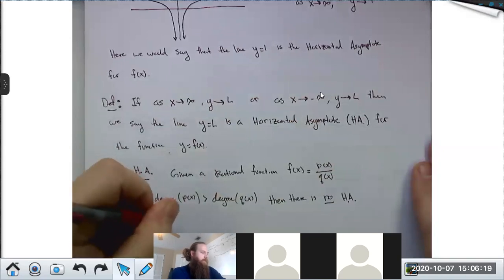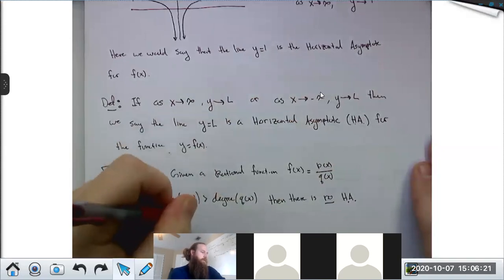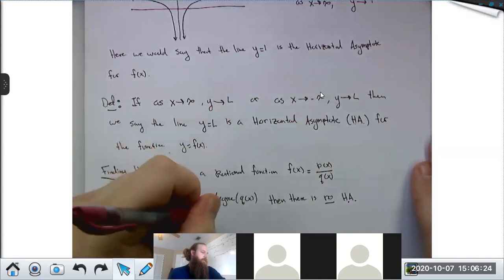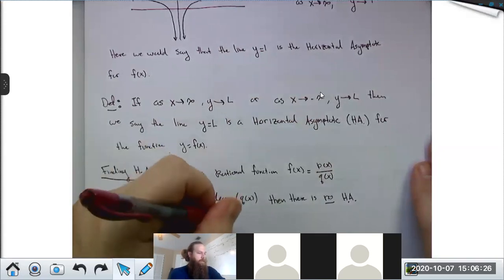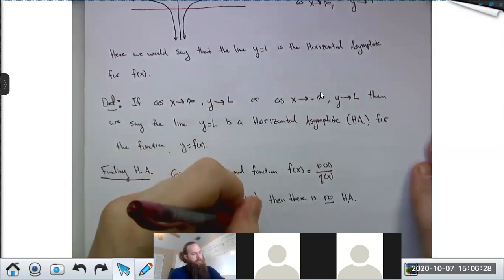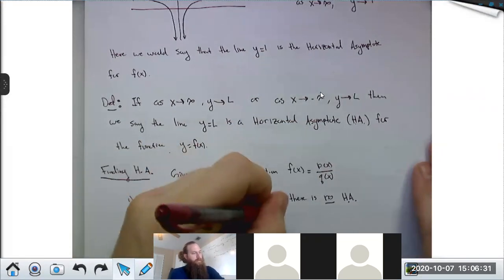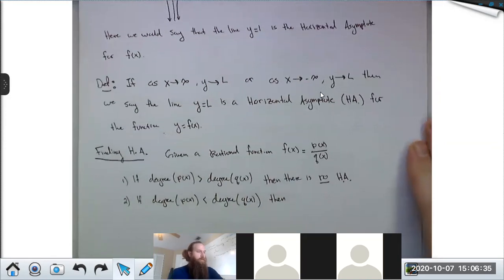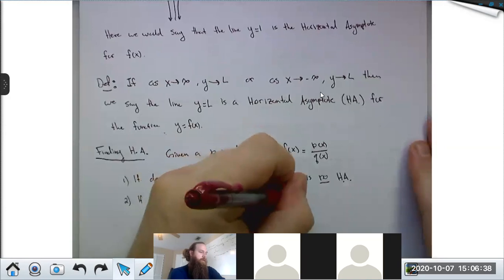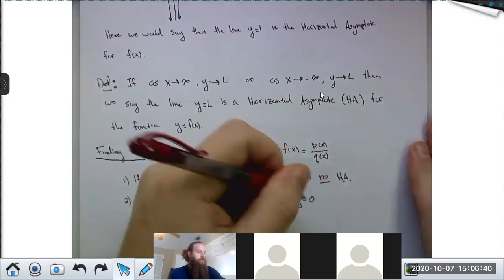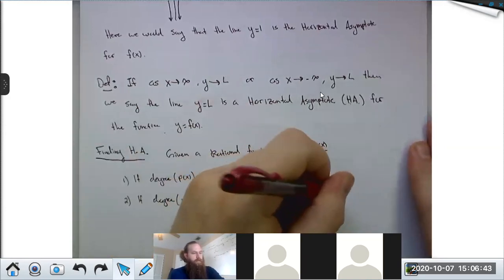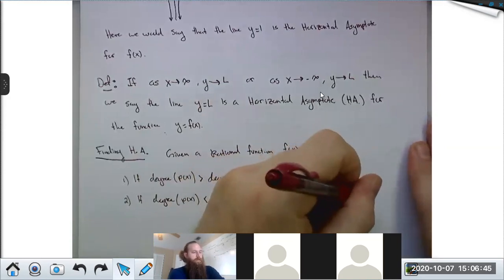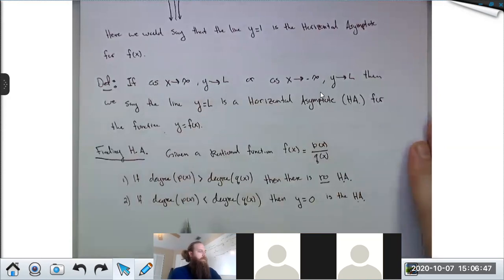If the degree of the top is less than the degree of the bottom, we saw 2 examples like that just a second ago, and they both had y equals 0 as the HA, and that's true in general. So if the degree of the top is smaller than the degree of the bottom, then y equals 0 is the horizontal asymptote.